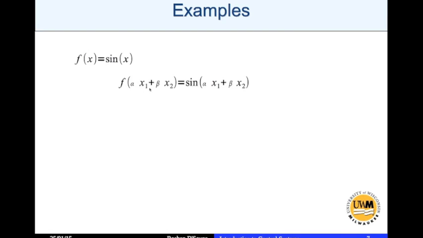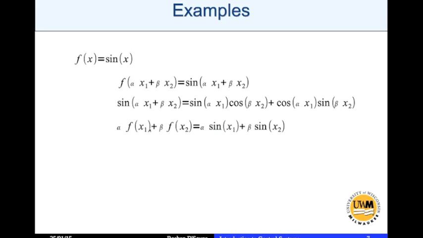What is f of alpha x1 plus beta x2? It is sine of alpha x1 plus beta x2. So essentially I replace x with alpha times x1 plus beta times x2, and using trig identities we can expand this out like so. Now if I want to do alpha times f of x1 plus beta times f of x2, it ends up being alpha times sine of x1 plus beta times sine of x2. Now if sine x was linear, then these two should be equal, but they are not. Therefore sine of x is not a linear function.